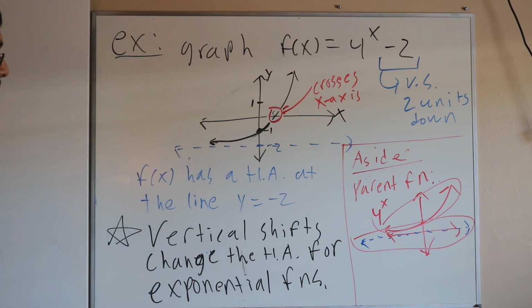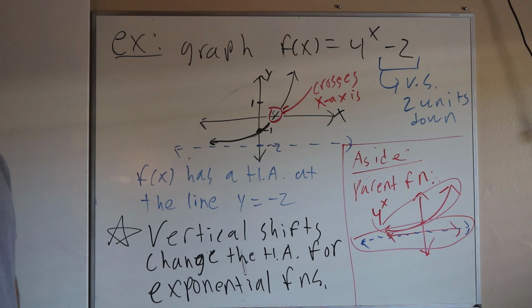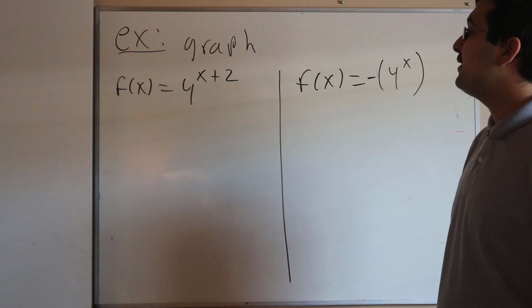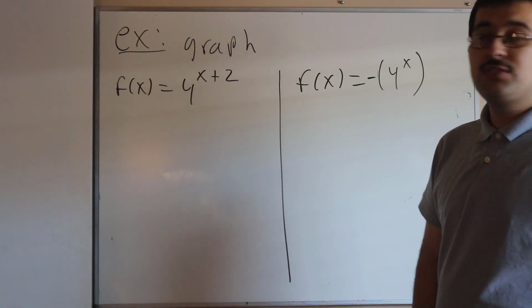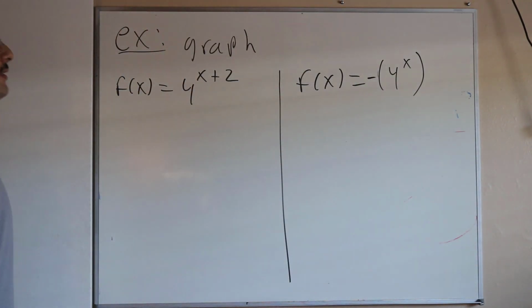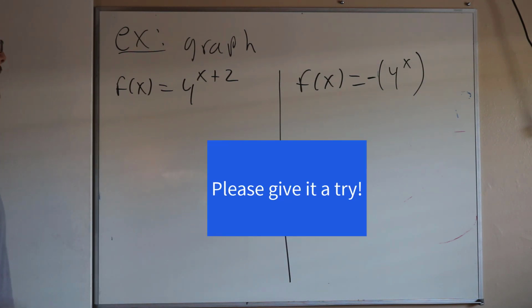Alright? So, with that example out of the way, go ahead and take a moment to pause the video, get this all copied down, and let's do a couple more right afterwards then. Okay, so for our next two examples, let's consider the following functions. F of x equals 4 to the power of x plus 2 and minus the quantity 4 to the power of x. Alright? So for these examples, I want you to go ahead and try doing both of these on your own. And as you do them, take note of where the y-intercept is and what the horizontal asymptote is.